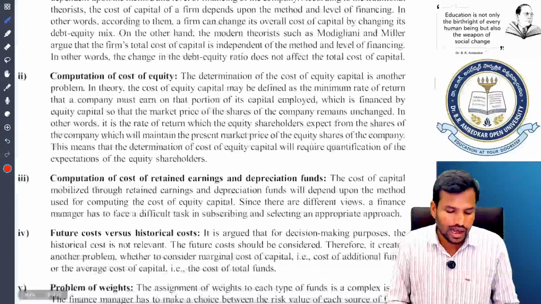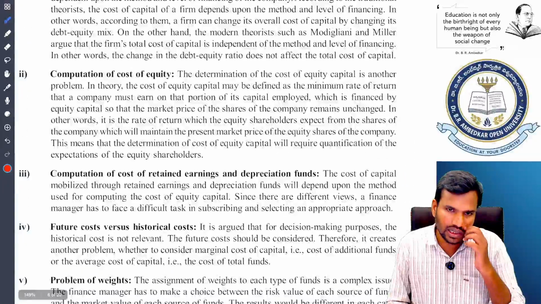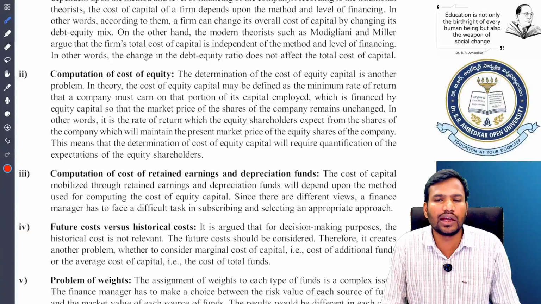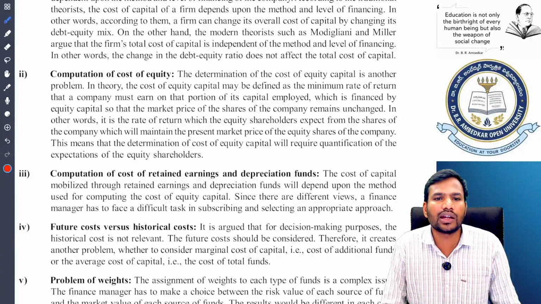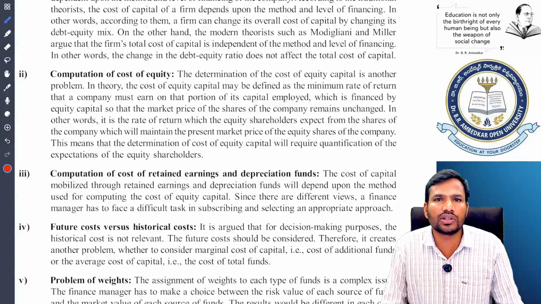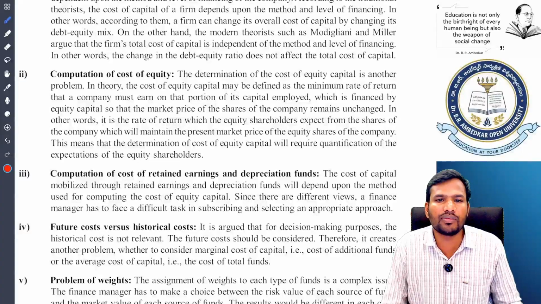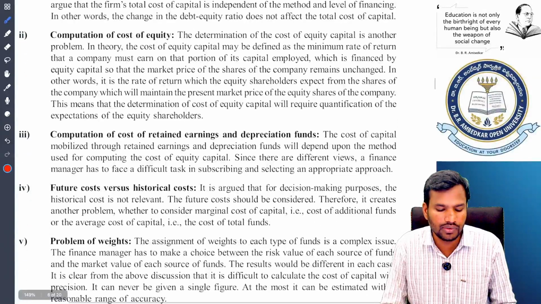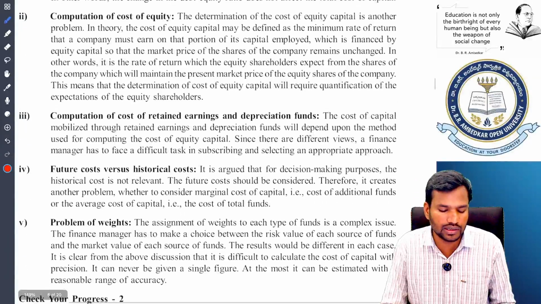And computation of the cost of capital is difficult, not easy. We cannot calculate exactly the risk, what will happen in the future. Future is uncertain, we can't decide now what will happen. So this may lead to a problem in the calculation of the cost of capital.